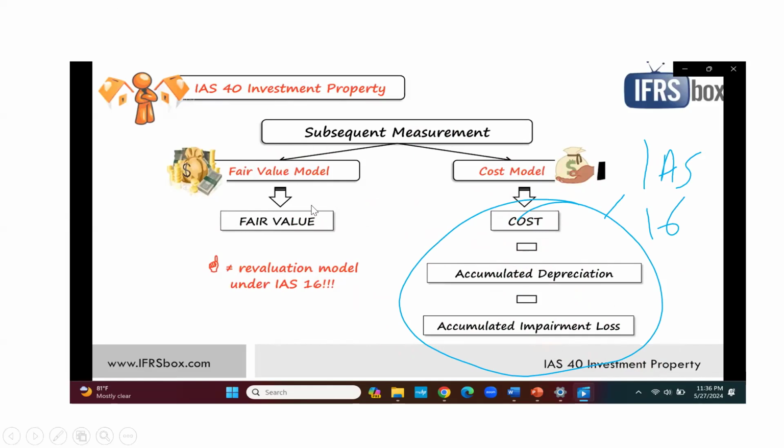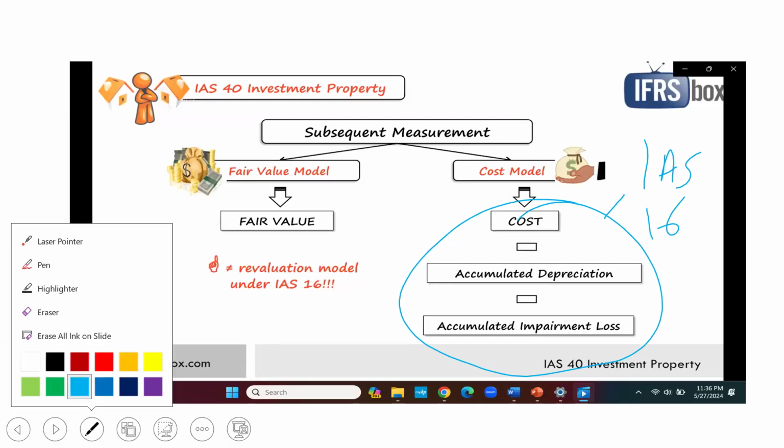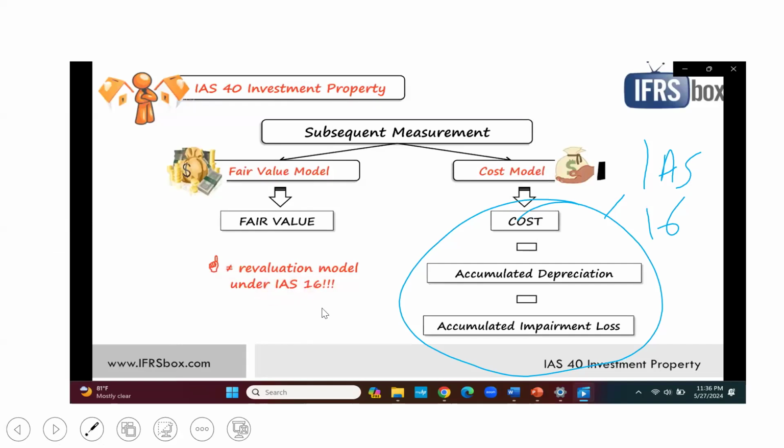But if you are using the fair value model, then at each financial statement date you have to revalue the asset and determine its fair value. Know that this fair value model is not the same as the revaluation model in IAS 16. In IAS 16, we have two models: the cost model and the revaluation model. But for investment property, there are two models: the cost model, just like IAS 16, and the fair value model. So take note of that.